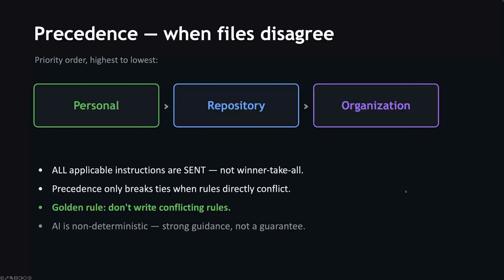So the best thing you can do from this standpoint is don't write conflicting rules. Don't say use tabs in one file and use two-space indent in another. Keep them consistent, and they will all reinforce each other without colliding against each other.